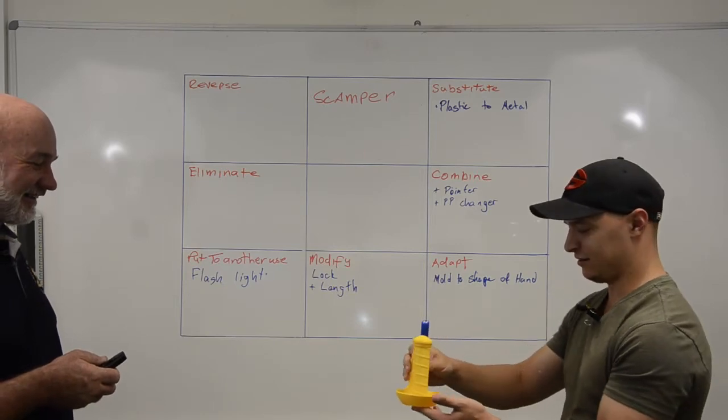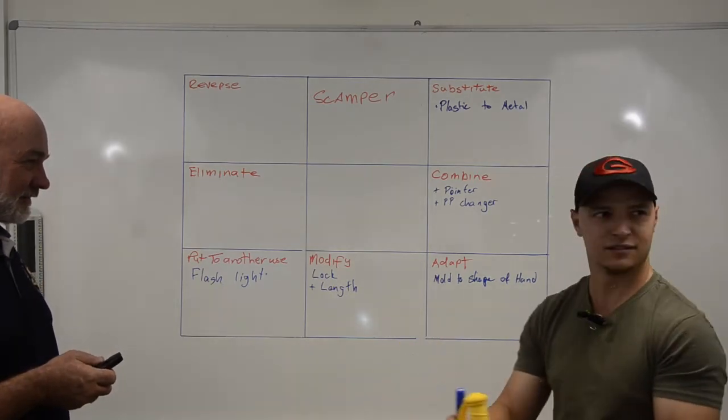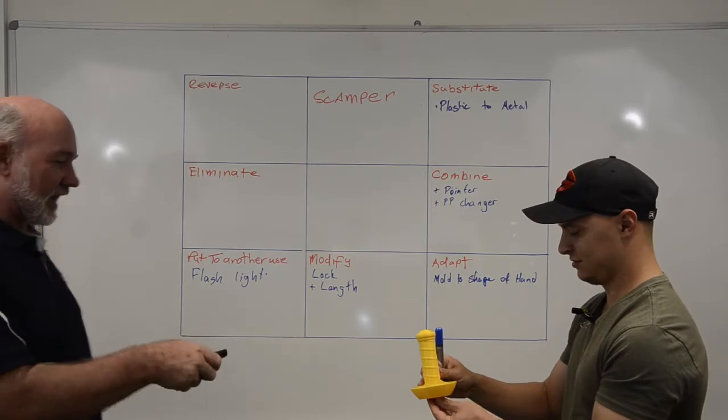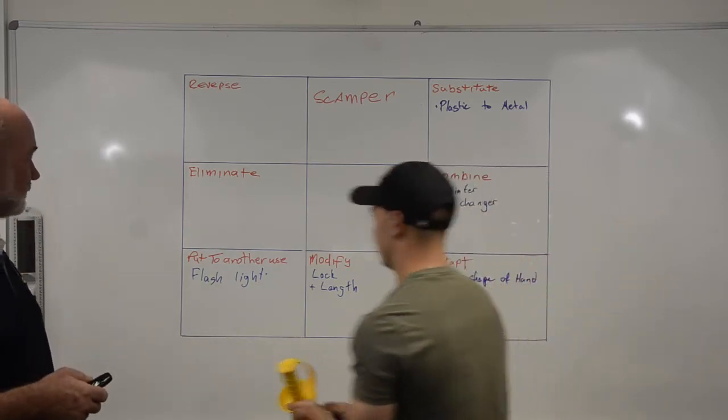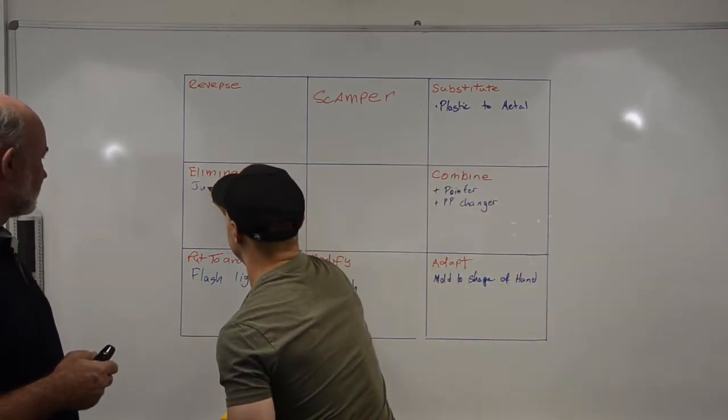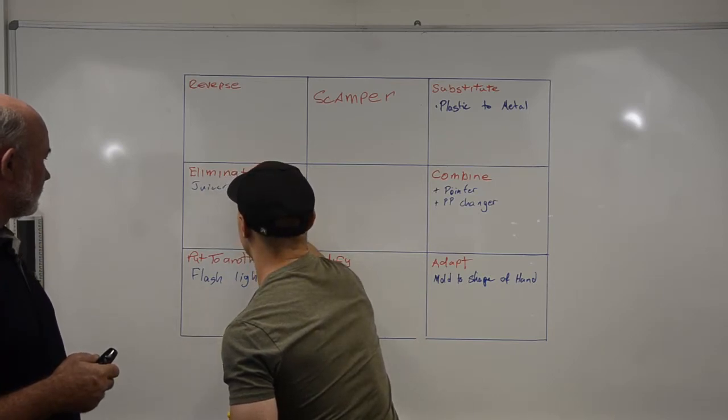Cameraman knows what he's talking about. Yeah, I like that idea. So, okay, a juicer and a cup. A juicer and a cup at the same time. A juicer cup. So make it a juicer/cup.